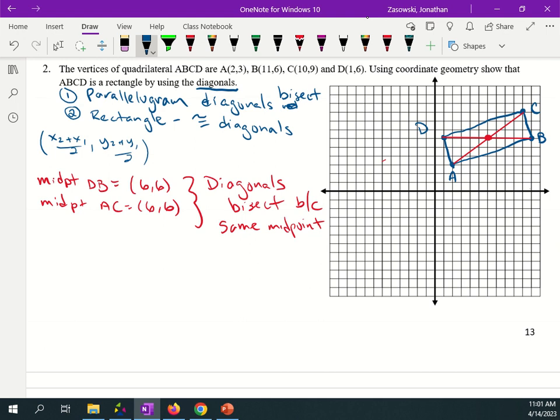Now we got to do the distance of these lines. We got to show that the distances are equal. So now we've got a parallelogram. Okay? So remember, I want to do the distance. Which of these is easiest to do the distance for first, by the way?